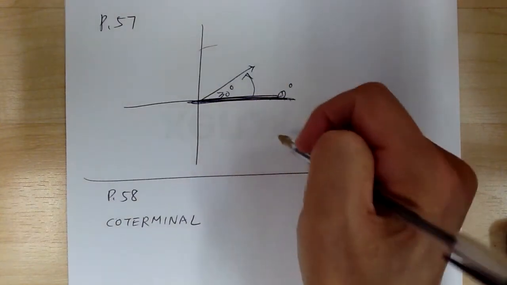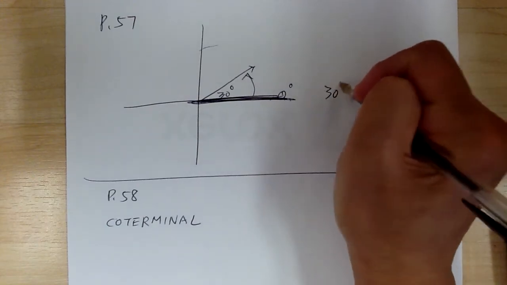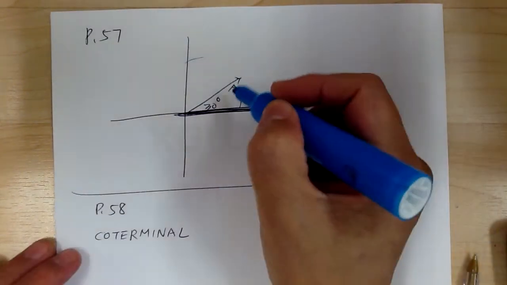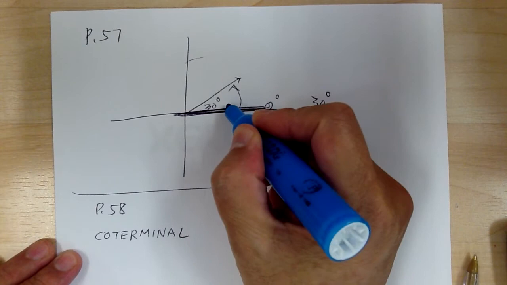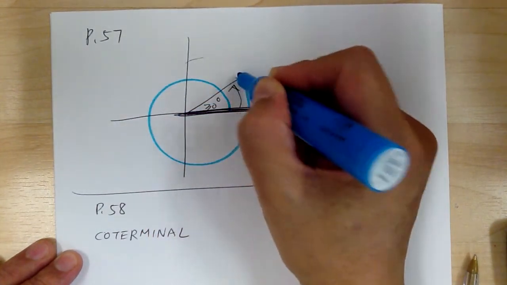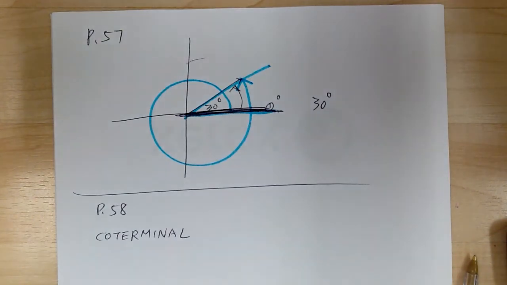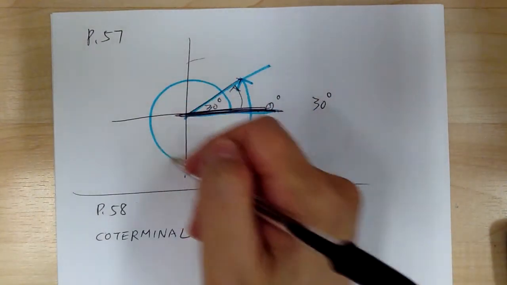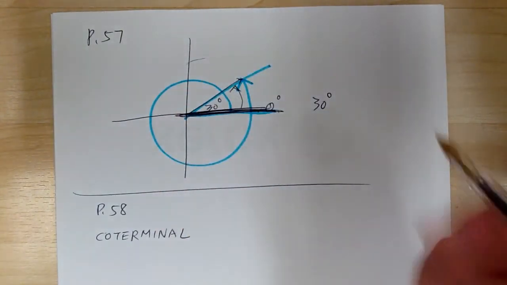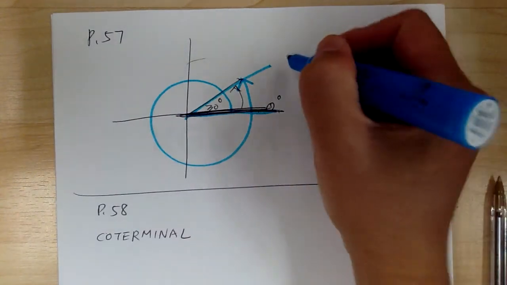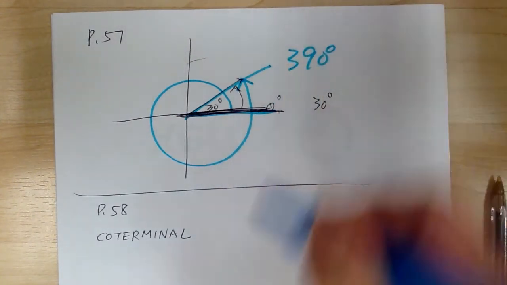So the coterminal, you have 30 degrees, right? Then you can go around the circle one time. So you can keep going and end up right over here. So you start over here and you end over here. So coterminal, when you go around the circle one time, you add 360, right? So the coterminal in this case would be 390 degrees.